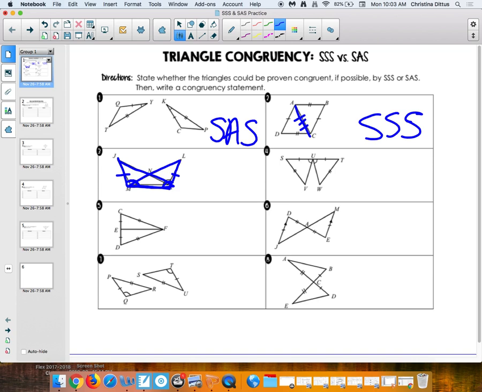This bottom one right here. It overlaps. Is that the side that I wanted to say SAS? Yes? That's what I'm asking. Is my angle now in between my sides? Yeah. So I got SAS.